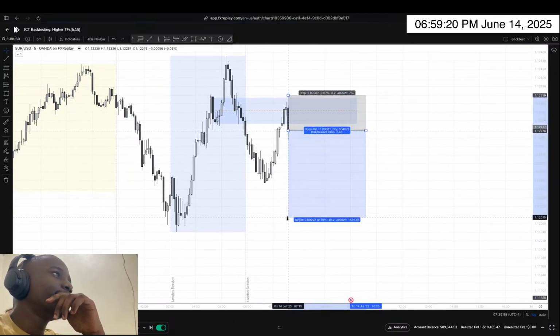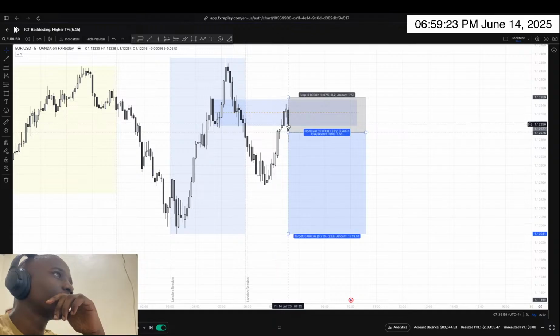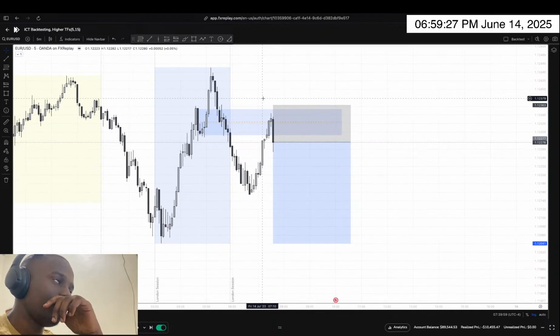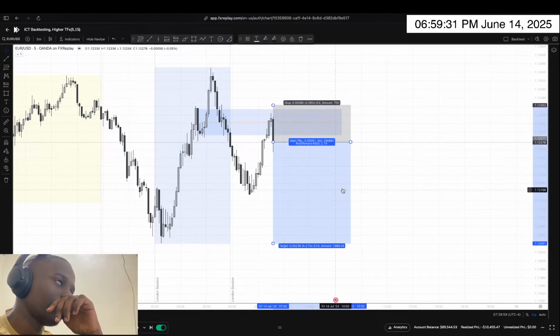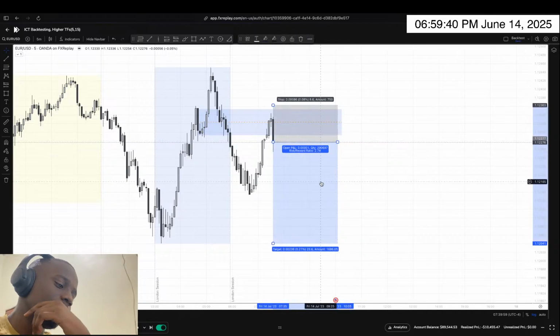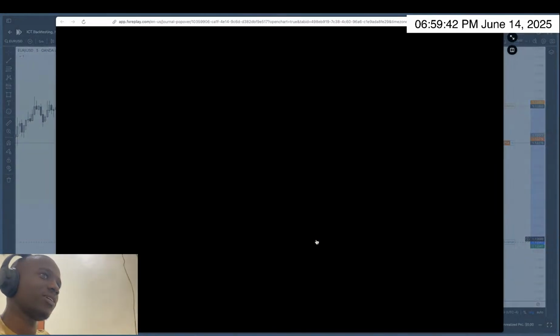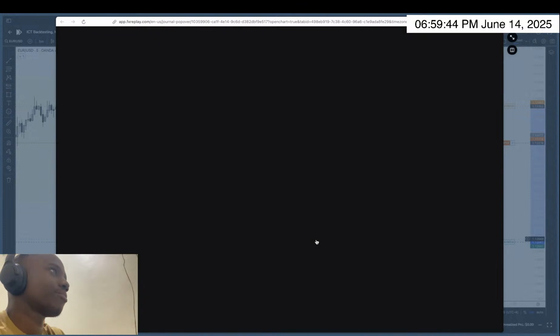Targeting London lows, having a good stop loss right there above this high. That will be the entry. So should we take it? Well, considering that today at 10 there's news, the price might want to consolidate, which means if you take this trade, we'll have some consolidation within the range.